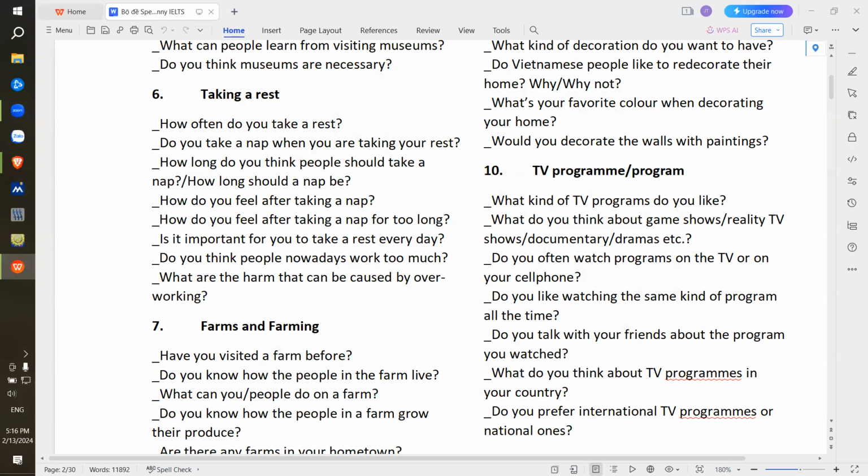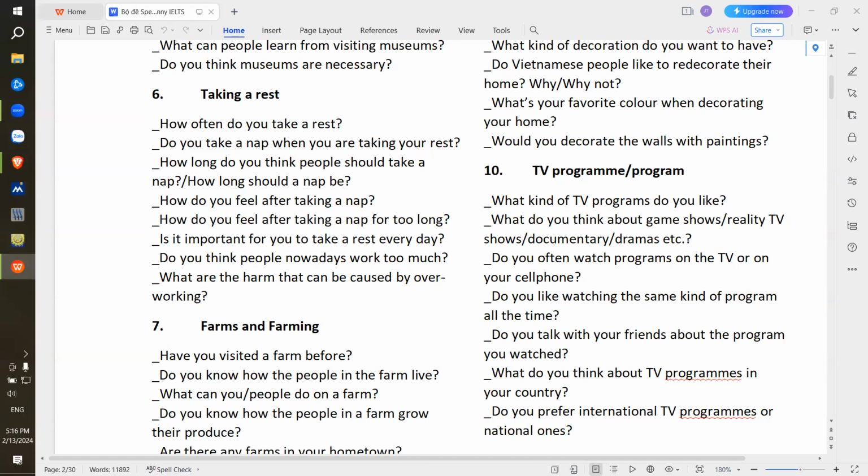For example, when we have a long day, when I have a long day, I can take a short sleep. You mean a short nap? Yes, a short nap before dinner. Before dinner, I see.